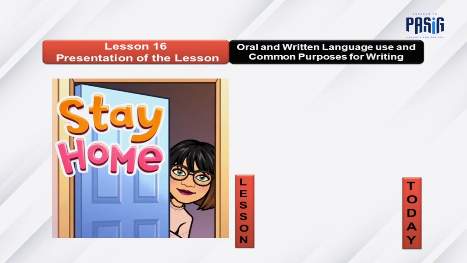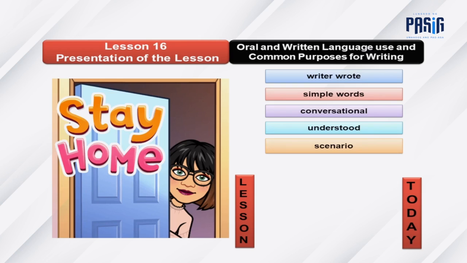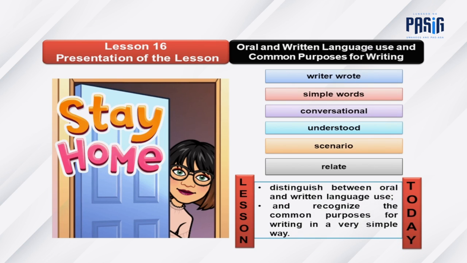Let's talk about the story. The writer wrote very simple words that sound conversational, which means that it can be easily understood. The story was about the scenario during enhanced community quarantine in the neighborhood. The reader can relate herself about the story. Today, you are going to distinguish between oral and written language use and recognize the common purposes for writing in a very simple way.